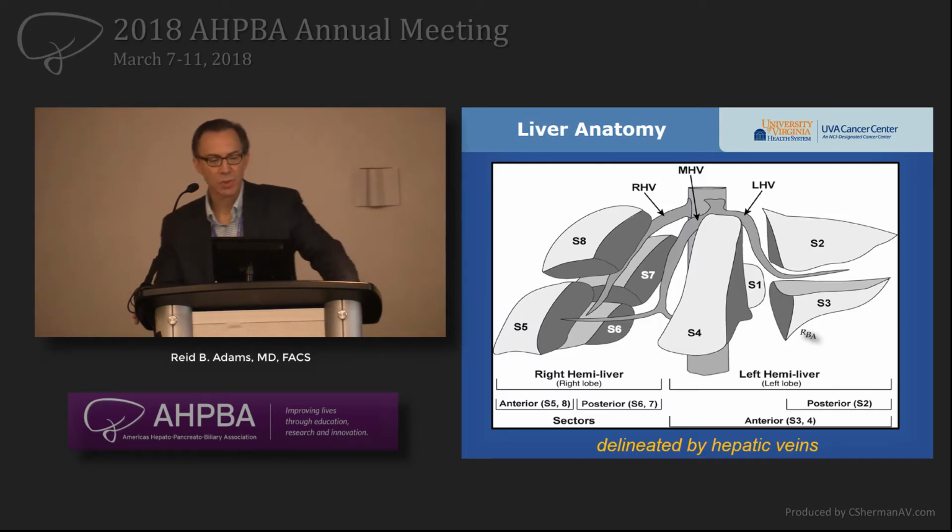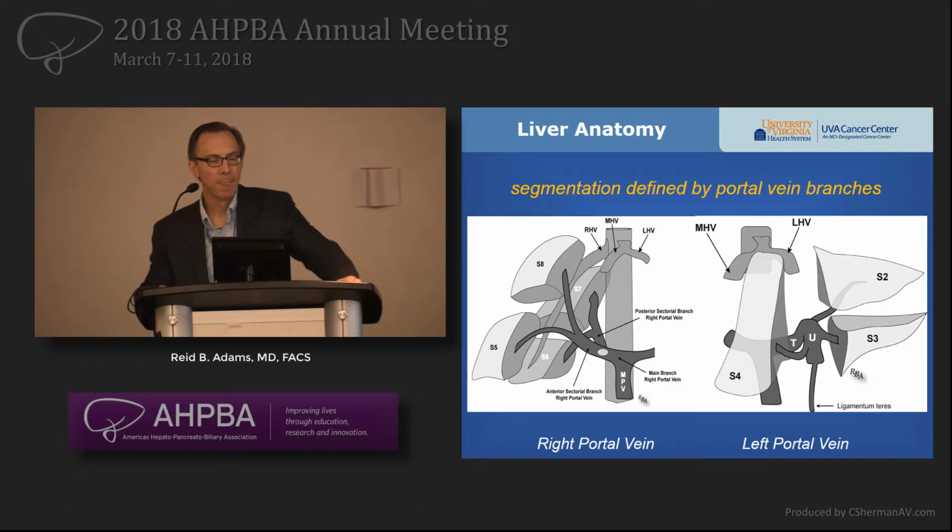So I'm just going to start with the segmental anatomy of the liver. As you can see here, and hopefully everybody knows, the liver is divided into 8 or 9 segments, depending upon how you count segment 1. The liver has a right half that has 4 segments and a left half that has 3 segments, and those are delineated here, and we'll go into this in some detail as we work through the next couple slides.